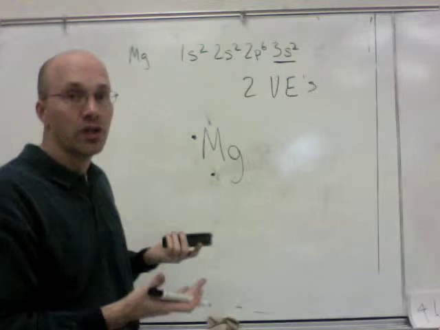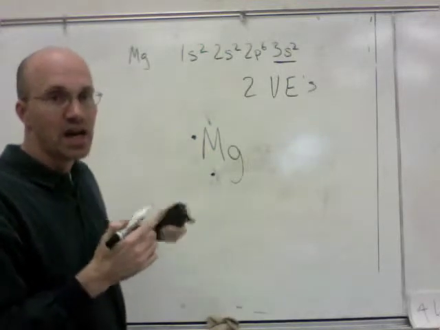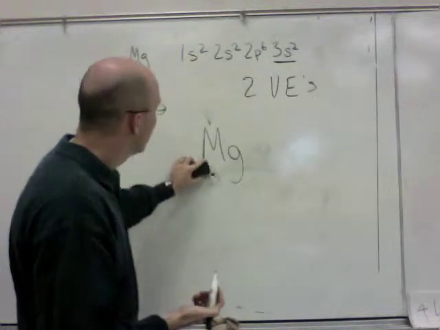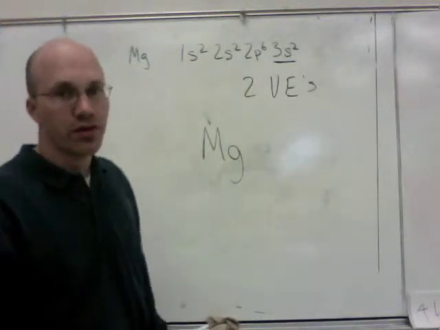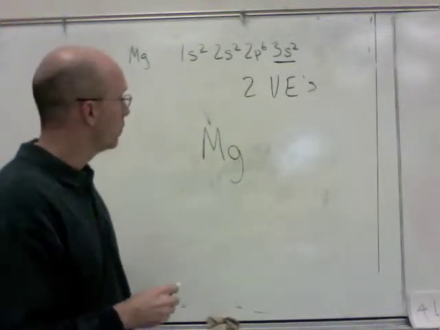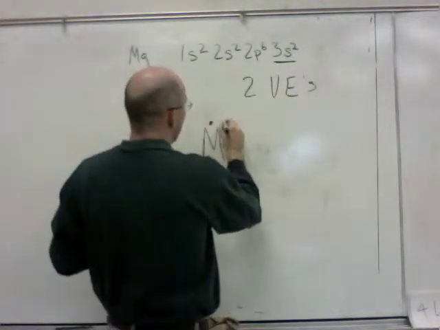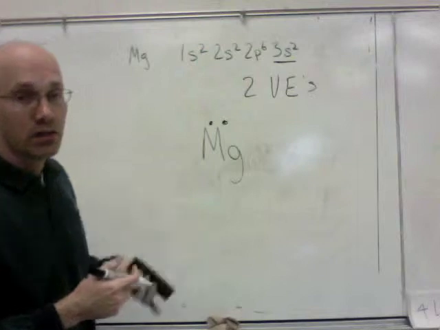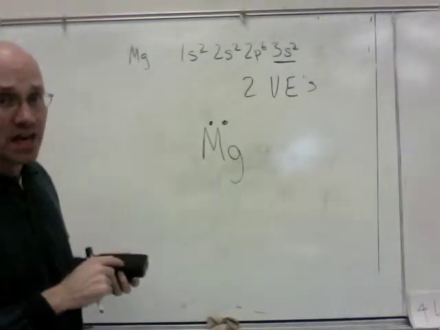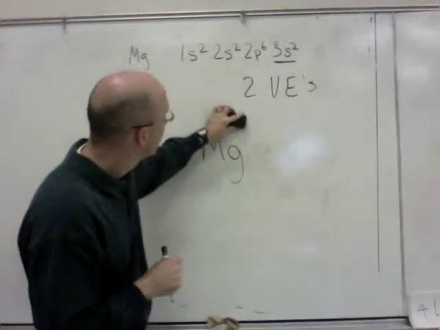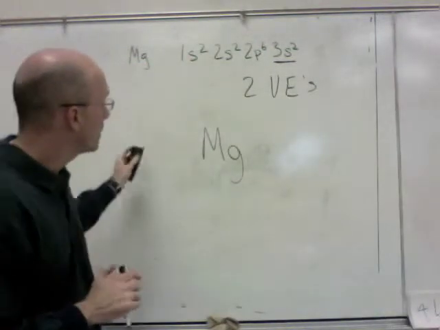This would have been acceptable. As long as you're putting a dot on different sides, you're fine. All right. The only way that you get into trouble with something like this would have been by putting 2 on the same side. Okay. The rule is every side is going to have at least 1 electron before you ever double up, so you can't do this. All right. So that's magnesium.